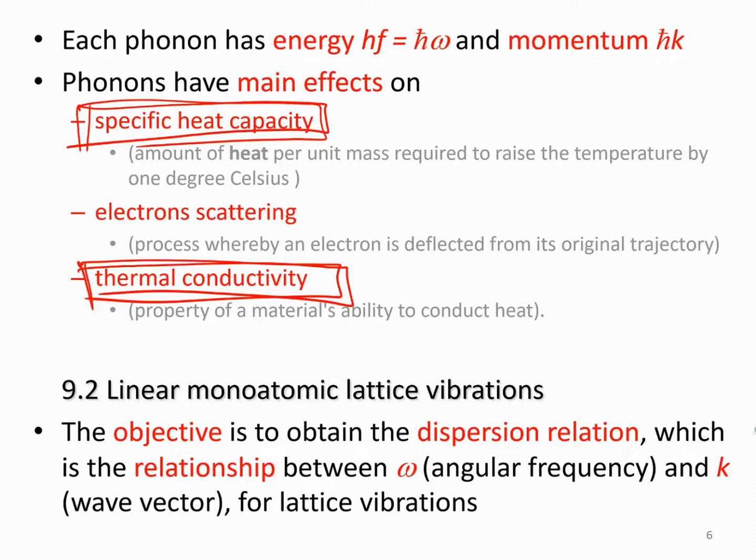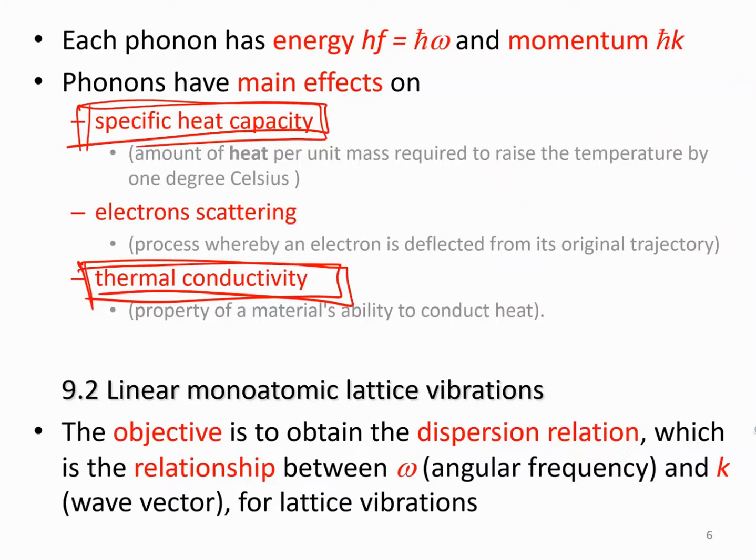Okay, just in case you have forgotten, the specific heat capacity is the amount of heat per unit mass required to raise the temperature by 1 degree Celsius or 1 Kelvin. Then electron scattering means the process whereby an electron is deflected from its original path. Then thermal conductivity is the property of the material's ability to conduct heat. It's similar to electric conductivity. Thermal conductivity means conducting heat. Electrical conductivity means conducting electricity, or moving the electron.